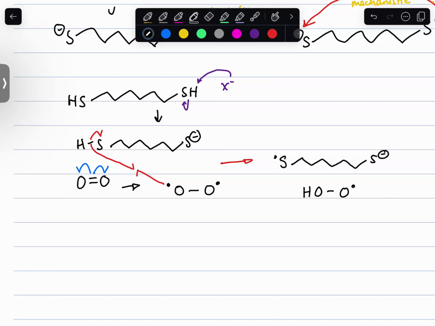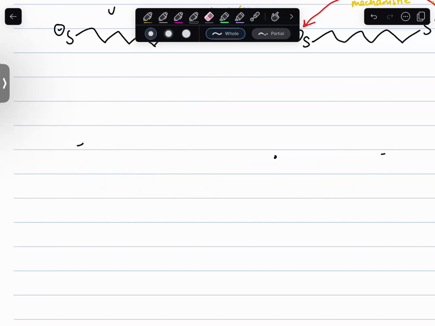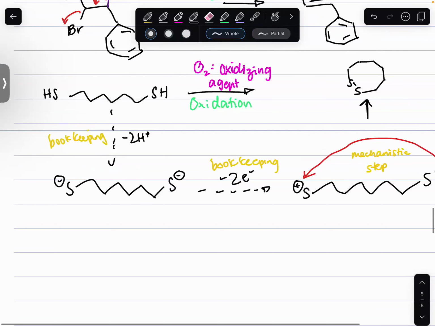Okay. We'll stop there. It does happen, and you don't need to know the exact mechanism because it's much more complicated than we need.